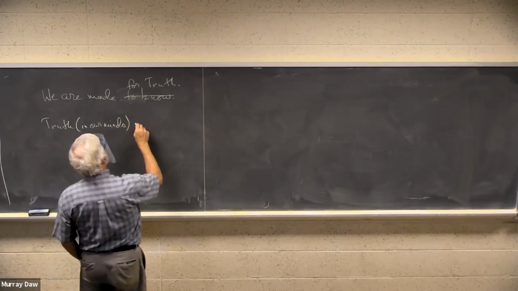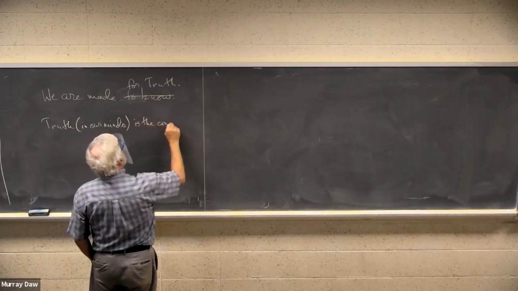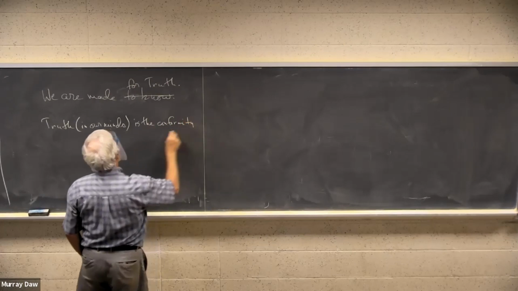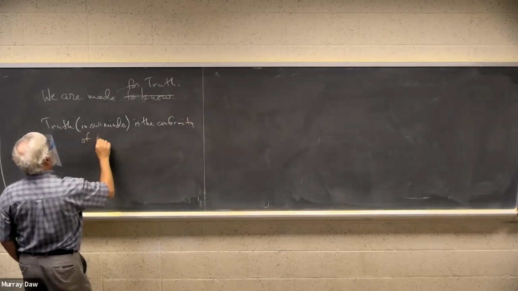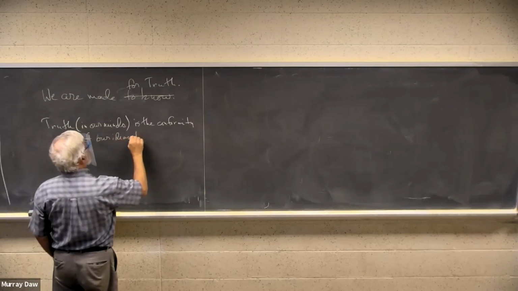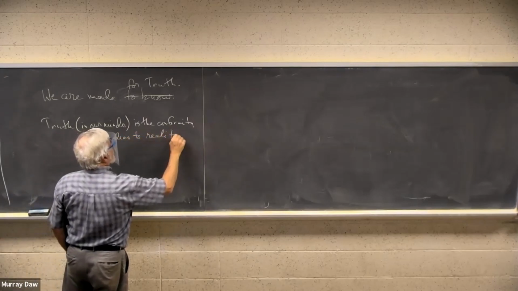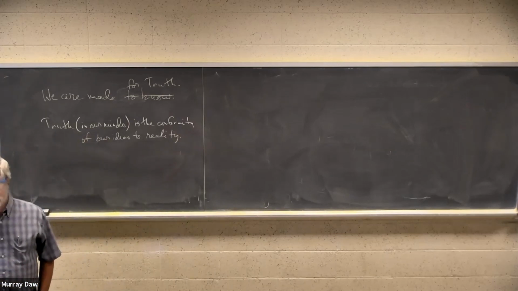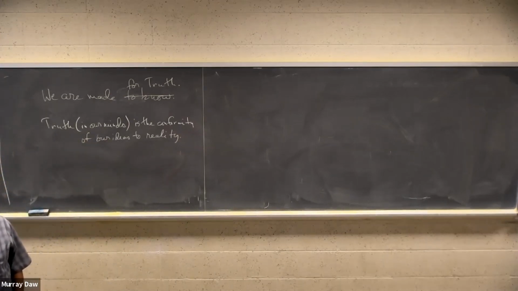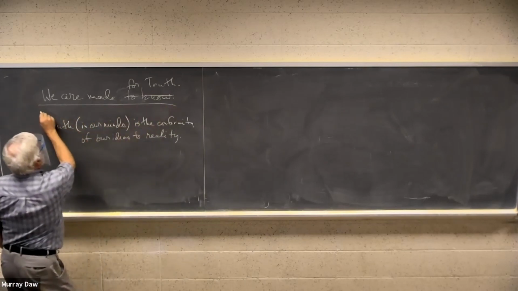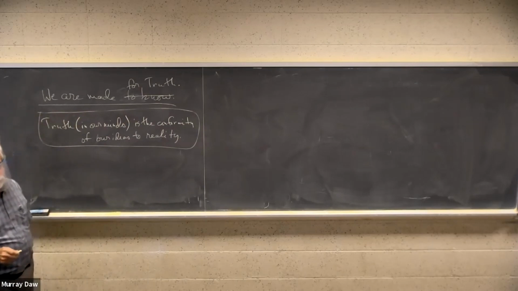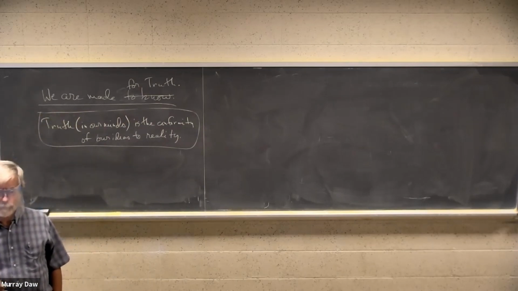The truth in our minds is conformity of our ideas to reality. Science is so important to us because it's a way for us to understand those things around us. It helps us to be certain about those things, to come to the truth, which is what we're made for. This is core, central to our being, to know reality. That's why science is so important.